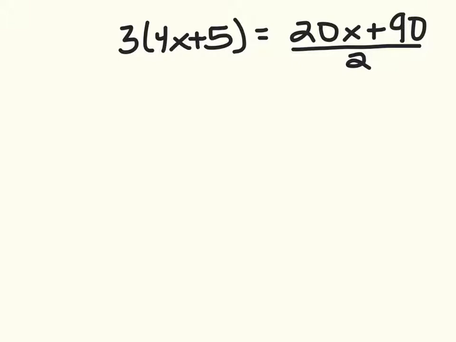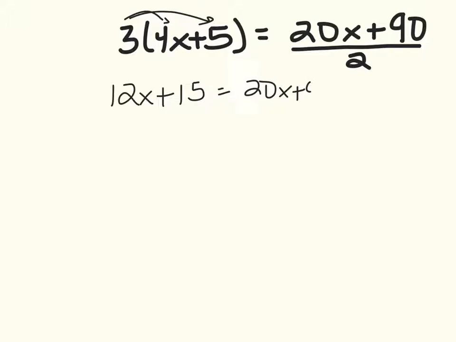Okay, one step at a time. I'm going to start here on the left, and I'm going to distribute my times 3 to everything inside the group. 3 times 4x is 12x. 3 times 5 is 15, and I rewrite the problem. I'm not in a hurry to do my math, so I rewrite the problem. Yeah. All right, next problem.